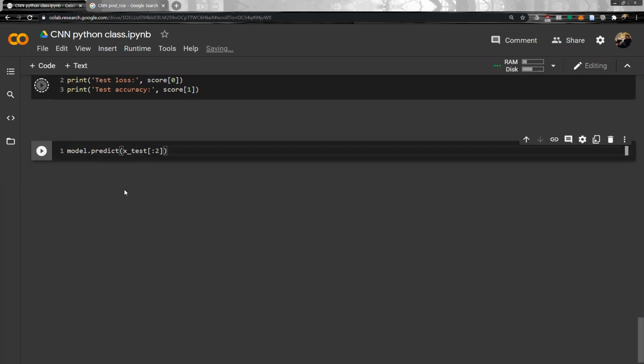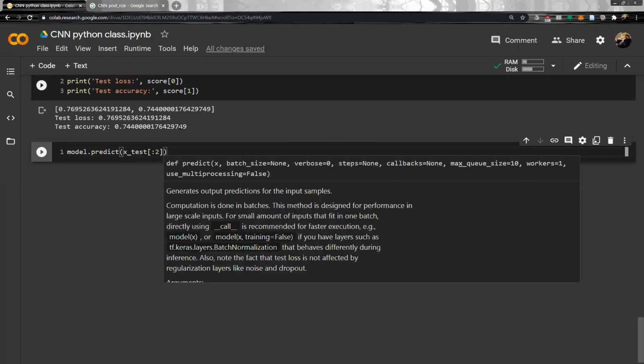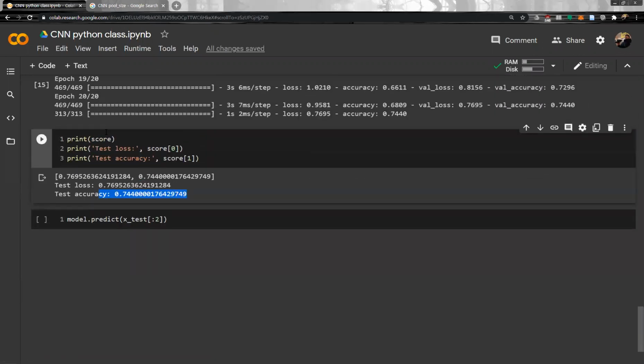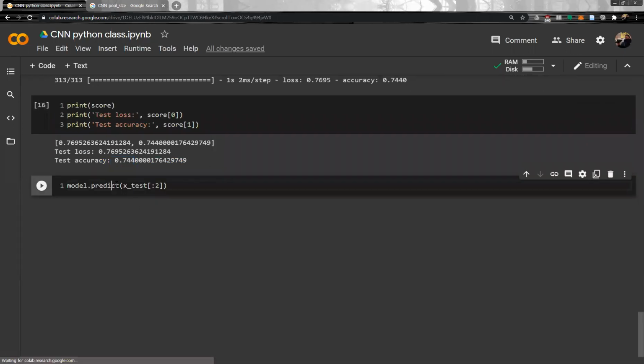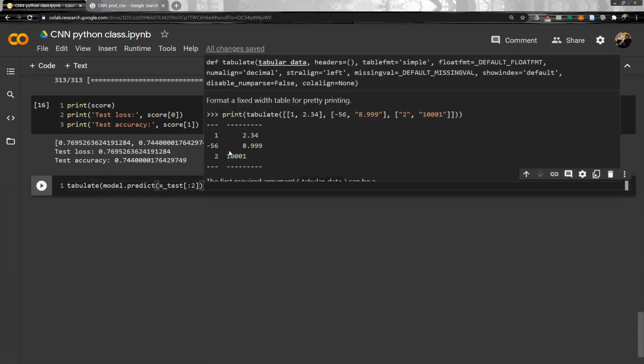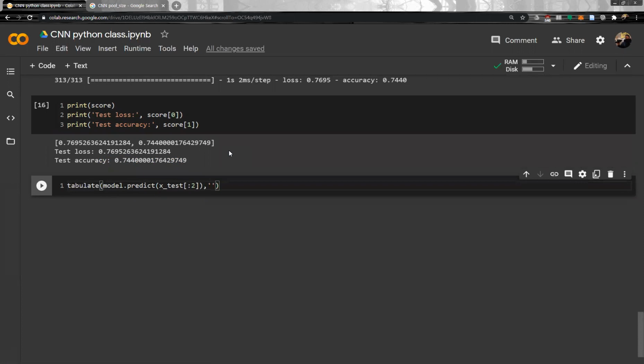And then let me say, okay, now test accuracy is higher because I did 20 times of the running, so like 74%. Okay, now about model prediction, I'll do predict, and then let me tabulate the result. Tabulate, and then float format equal to float format is to the second one, and then print.